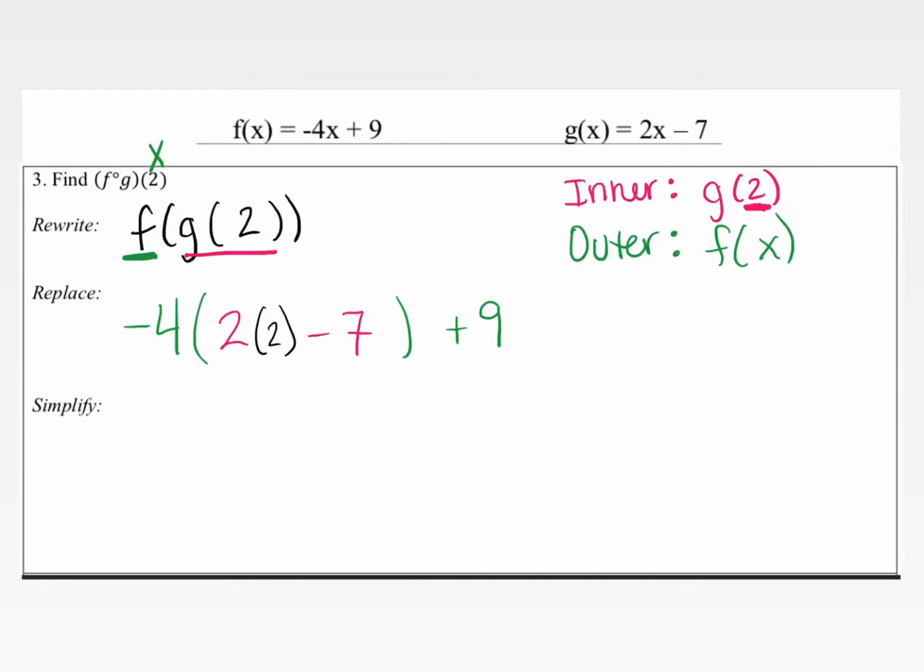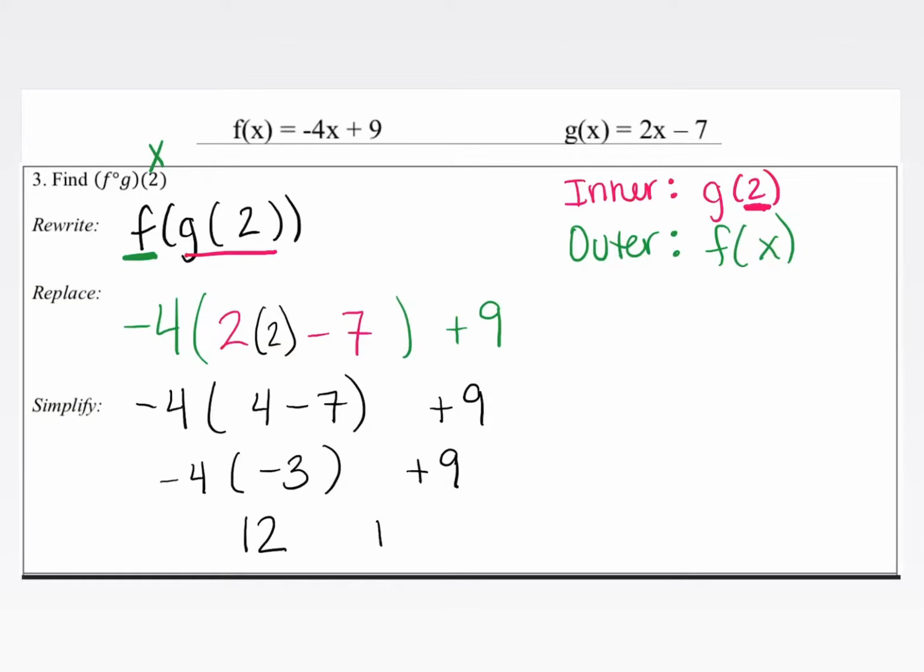Thinking about PEMDAS from the inside out, we're going to look at our parentheses. 2 times 2 is 4. So we're going to have negative 4 times 4 minus 7 plus 9. 4 minus 7 gives us negative 3. Negative 4 times negative 3, keep going with that multiplication, gives us positive 12. And then add 9, and this gives us 21. So in other words, f of g of 2 equals 21.